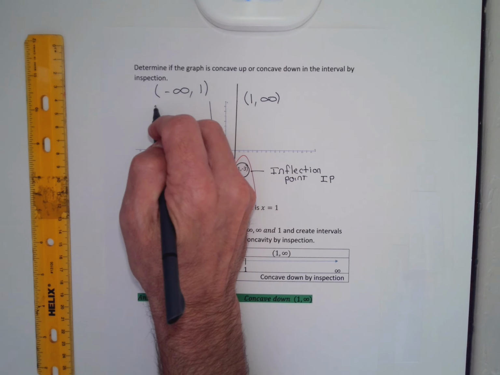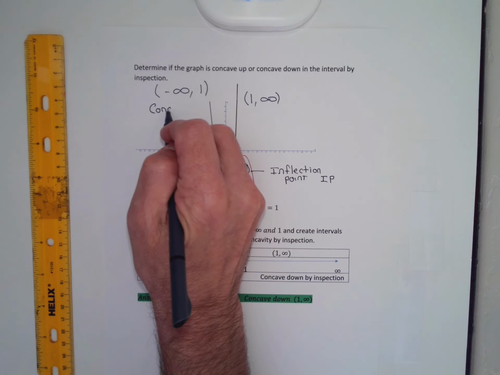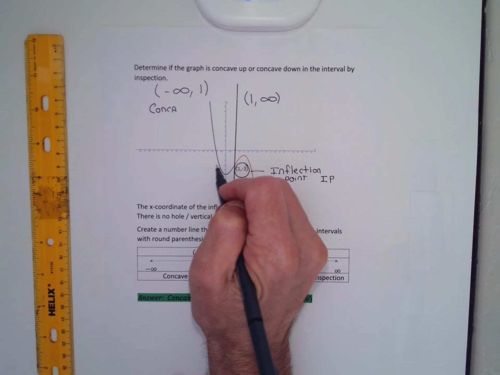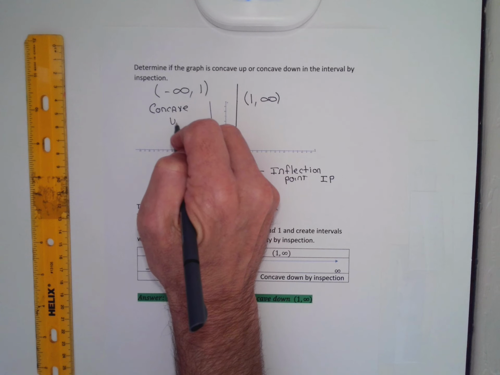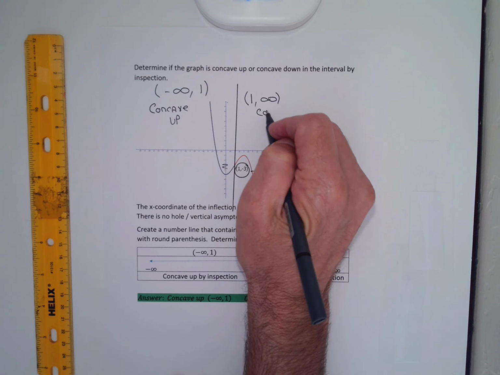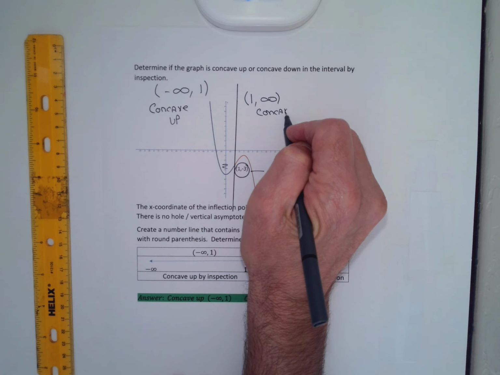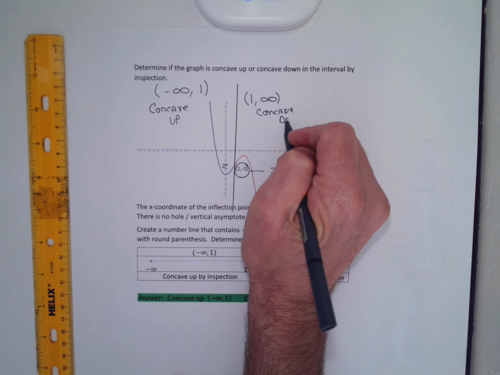In the first interval, the graph is concave up. You can kind of see where the water might puddle there. In the second region, the graph is concave down. This is just by inspecting.